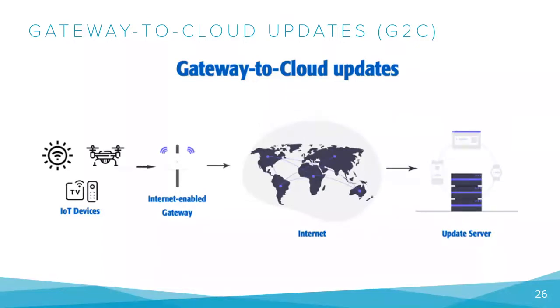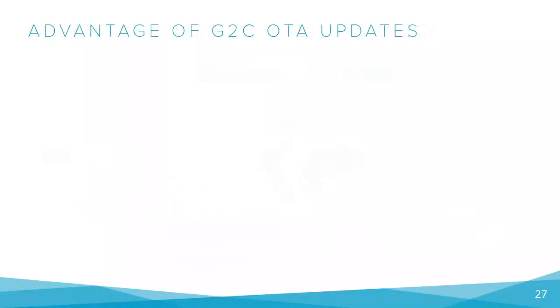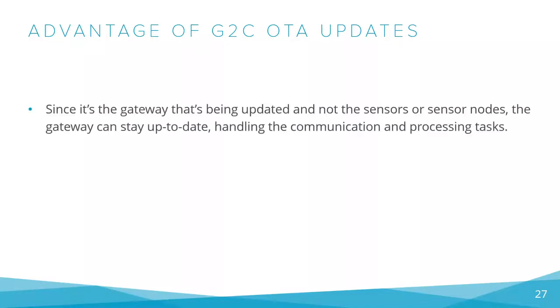Some of the devices that use G2C OTA methods are ATMs, remote energy monitoring systems, and other banking and financial services. So these OTA update methods improve the security of the system as the devices are protected from outside attacks. The advantage of G2C OTA updates is that since it's the gateway that is being updated and not the sensors or the sensor nodes, the gateway can stay up to date, handling the communication and processing tasks.